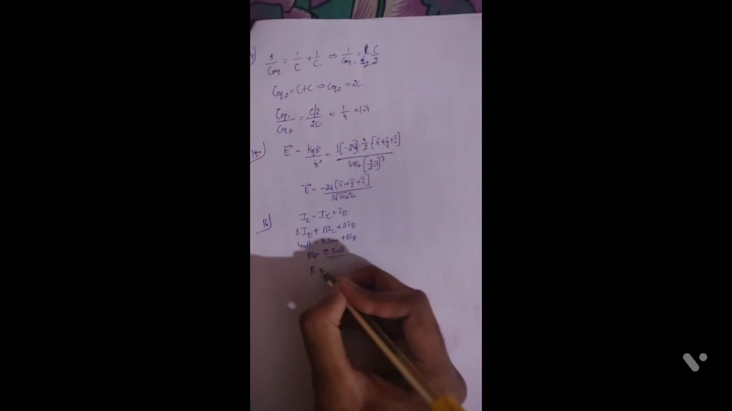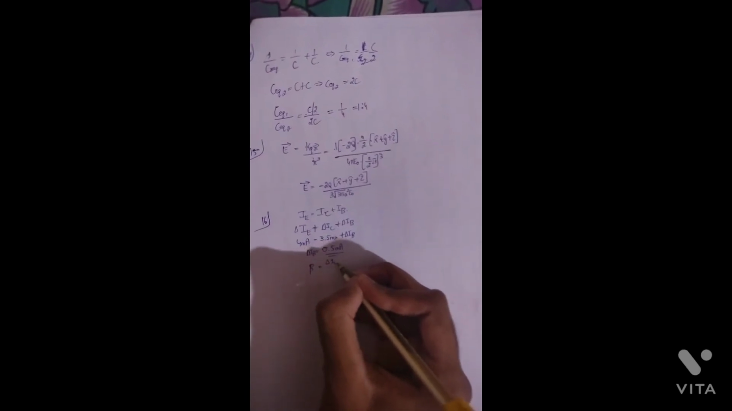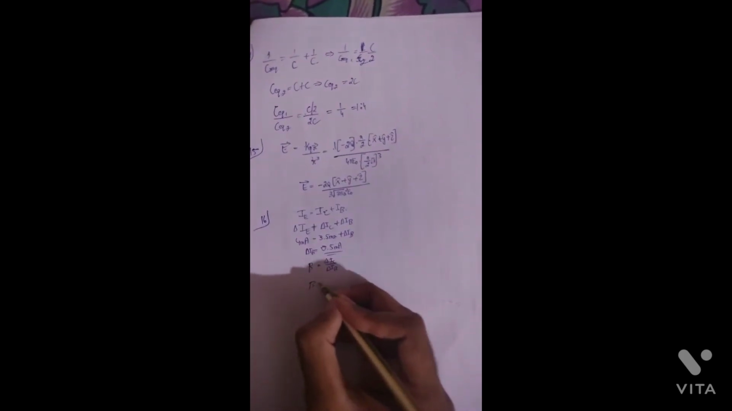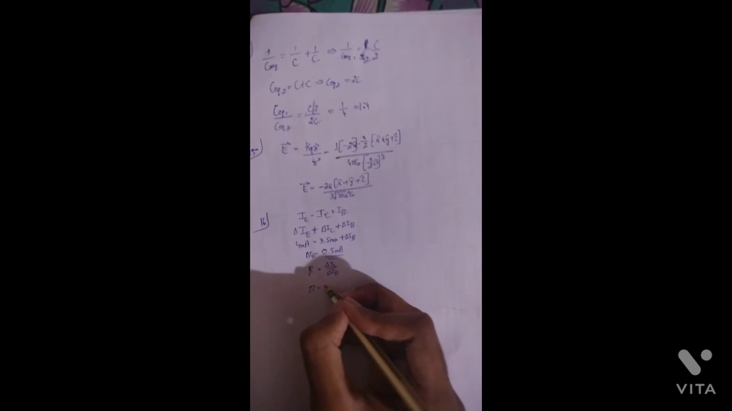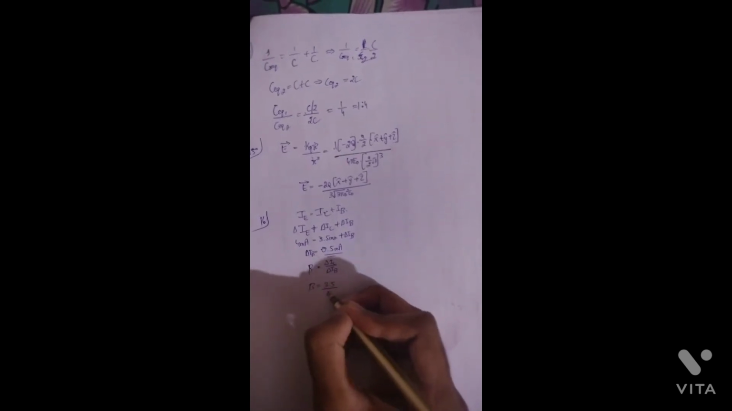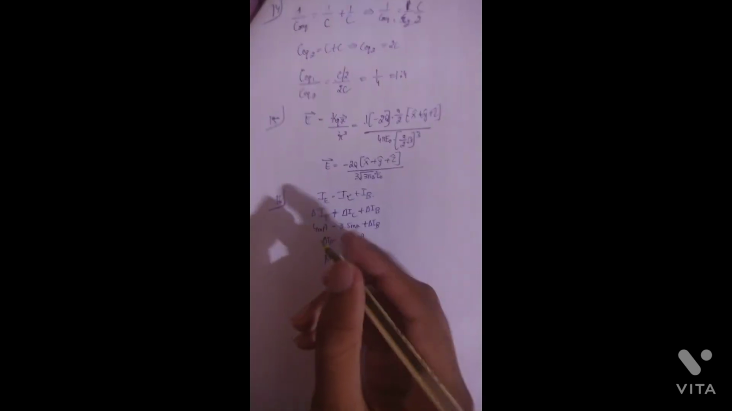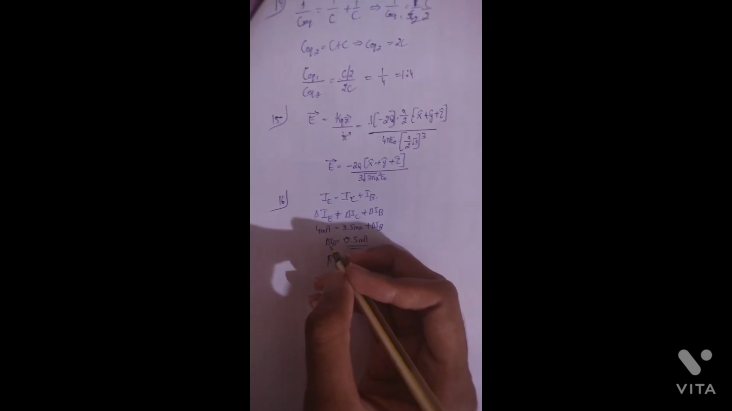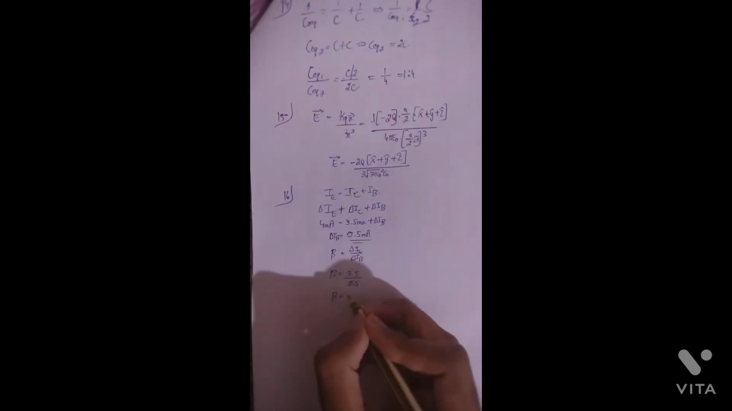So beta is equal to delta IC by delta IB. We got delta IC, we got delta IB. Now beta is equal to delta IC is 3.5, delta IB is 0.5. So therefore beta is equal to 7. So this is the value of beta we get.